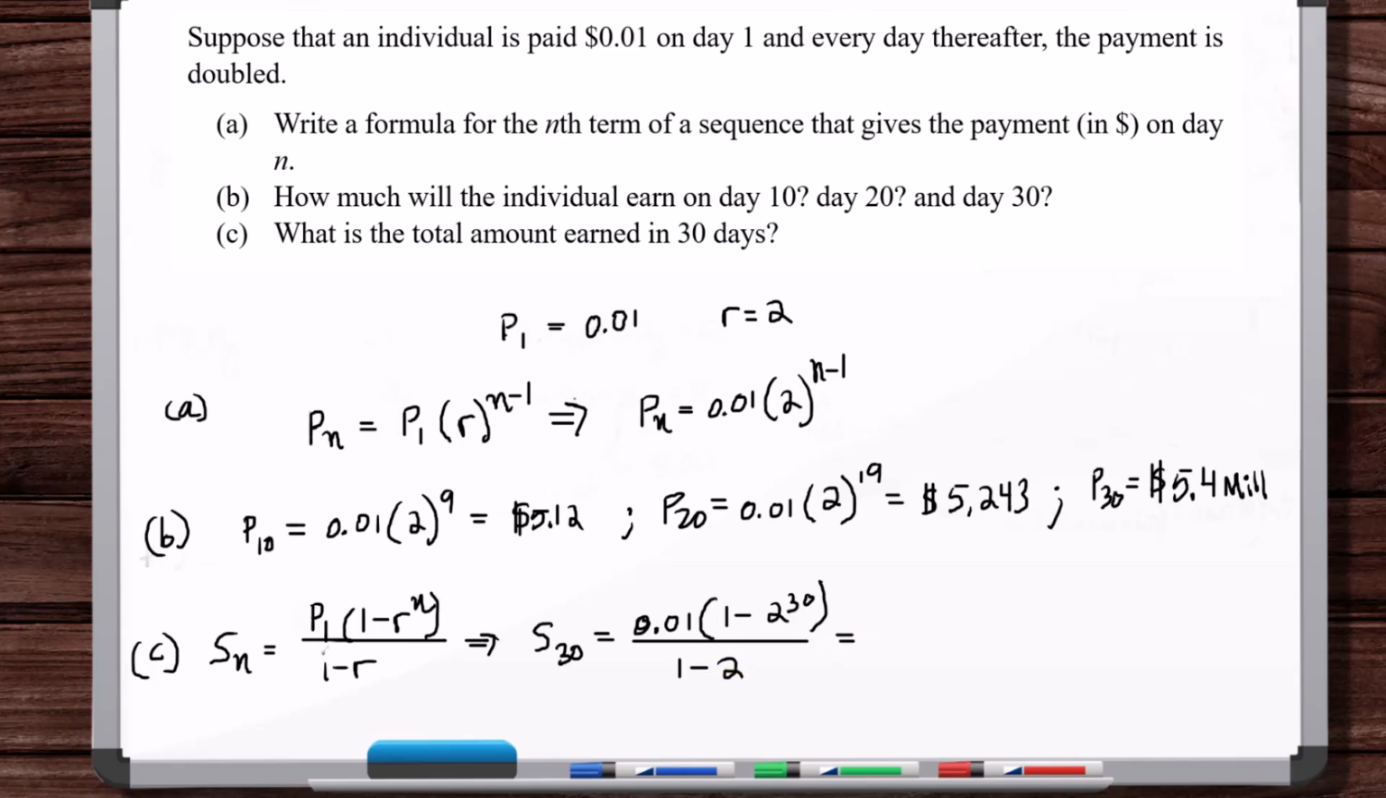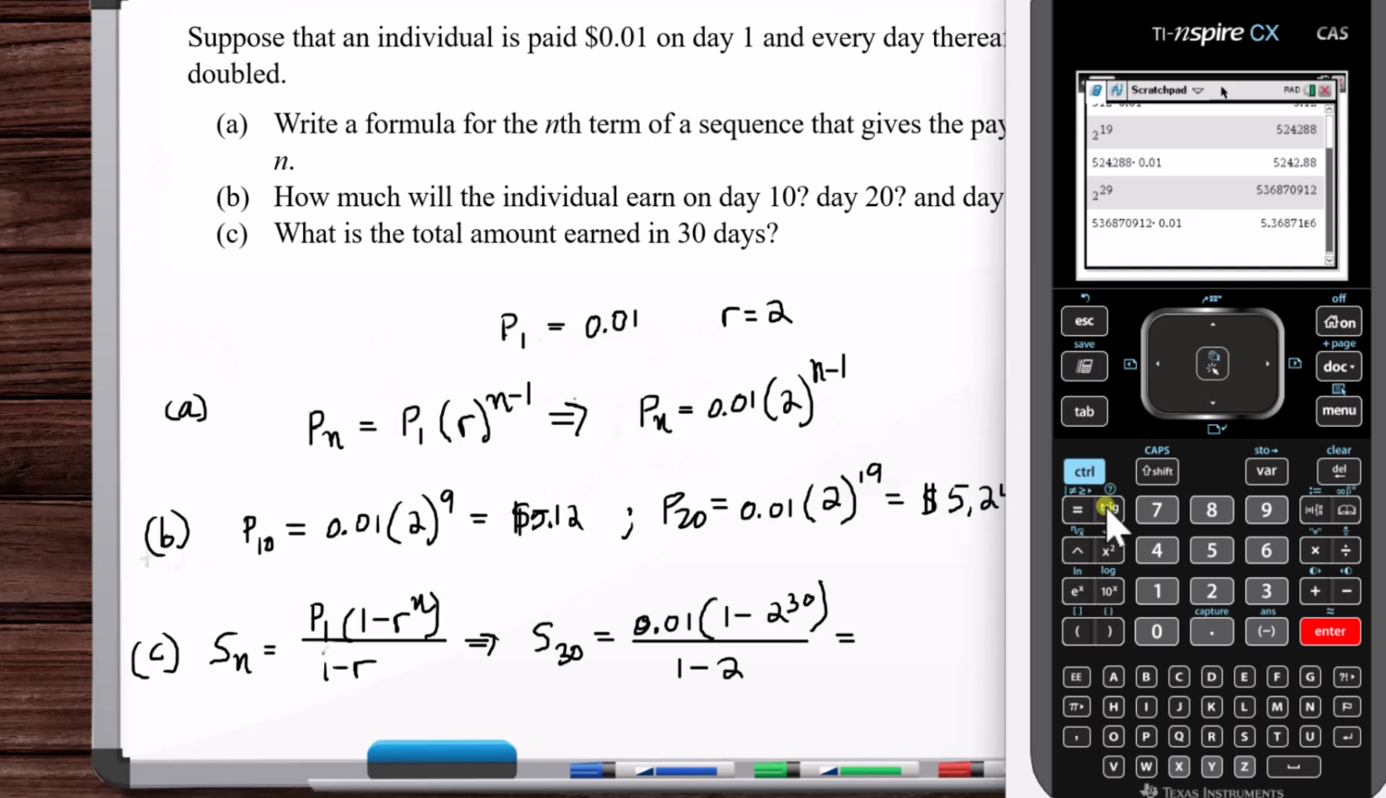Okay, so let's see what we got. 1 minus 2 to the 30 times 0.01 divided by 1 minus 2, which is minus 1. So $10.74 million.